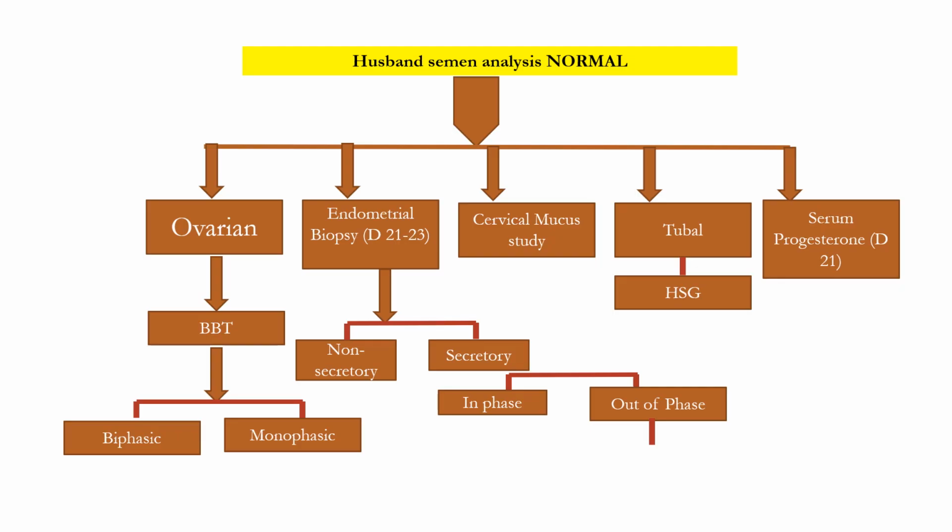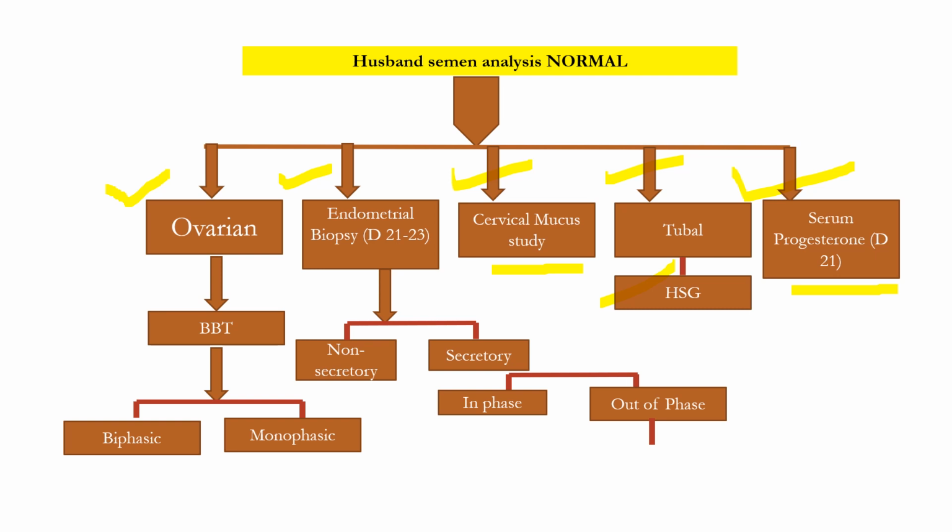Suppose in an infertile couple the husband's semen analysis is normal. Then what are the next things we have to do? We have to look for ovarian cause, endometrial cause, cervical cause, tubal cause, and some hormonal cause. For cervical mucus, we will do a study to see whether any cervical problem is there or not. In order to see the tubal patency, hysterosalpingogram or HSG will be done. Serum progesterone measurement we will do at day 21 of the cycle. We know that in the luteal phase the progesterone level is high, so we will see whether the progesterone level change is present or not.